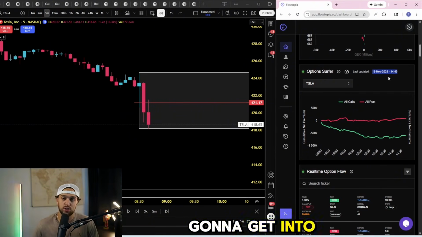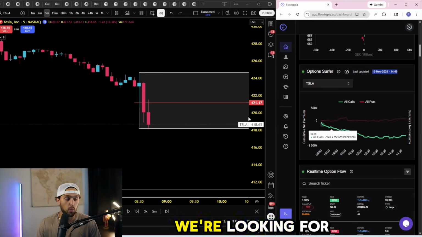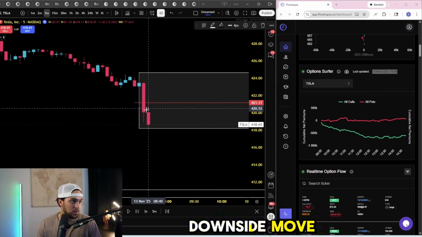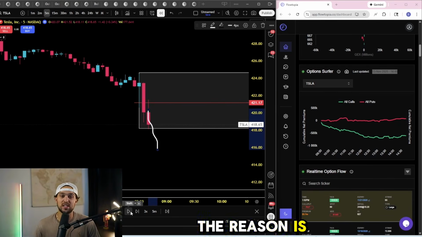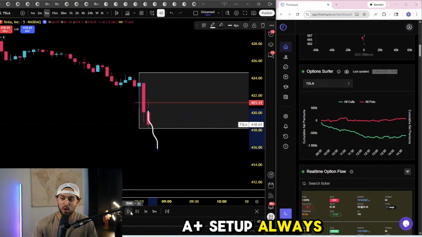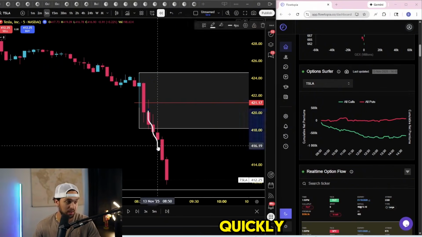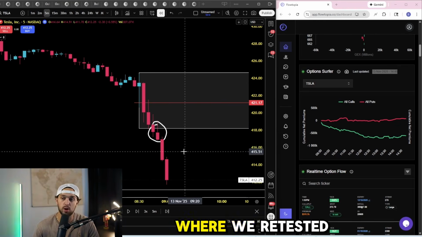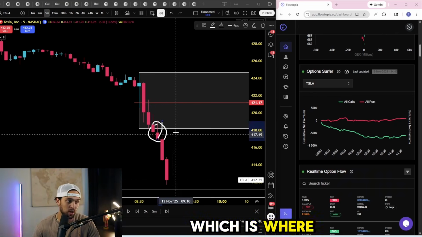So now we're going to get into why I took this trade. Now that we can see it's bearish flow right out the gate, we're looking for a downside move on Tesla. The downside move just means a breakout to the downside of this opening range. The reason is because we love to align our data with technical analysis. That is an A+ setup always. So now that we have broken to the downside on Tesla, you can see it happened pretty quickly. But I was able to get an order filled somewhere right here, where we retested on smaller time frames back inside of the orb, which is where I got an entry.